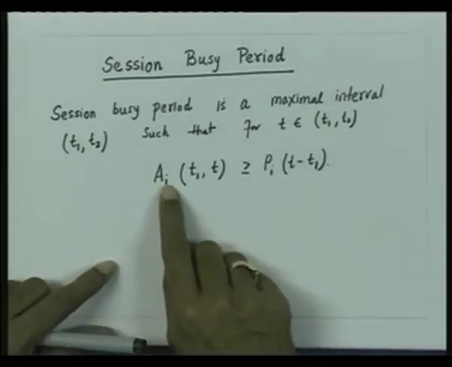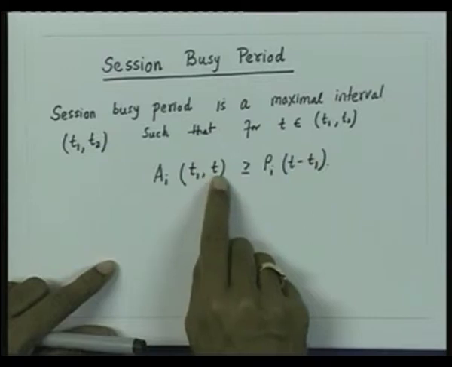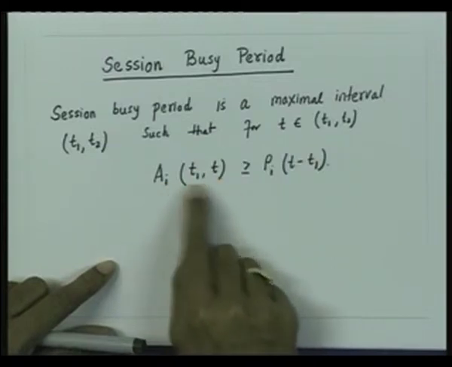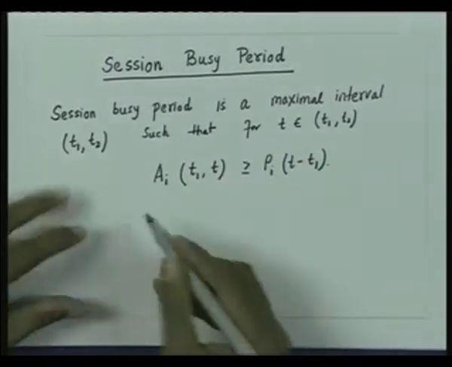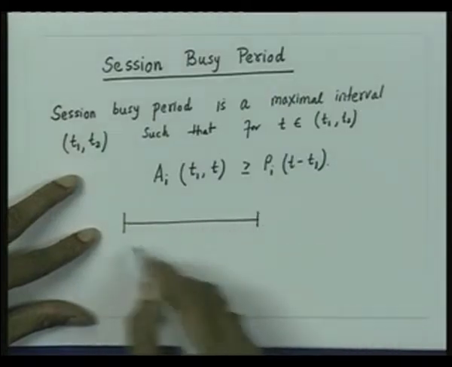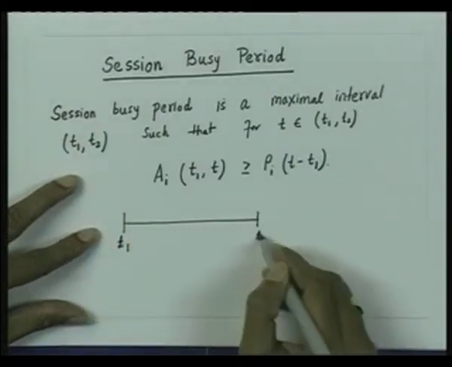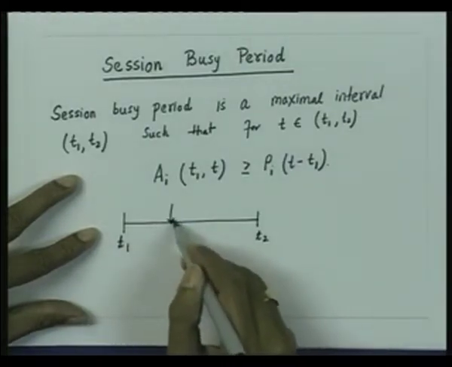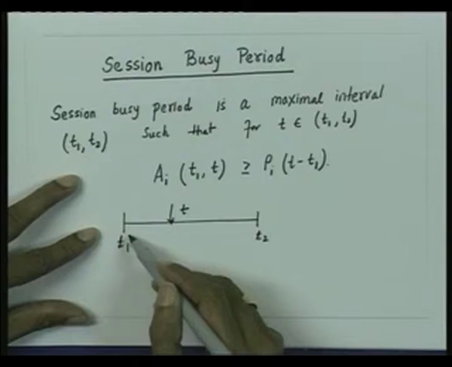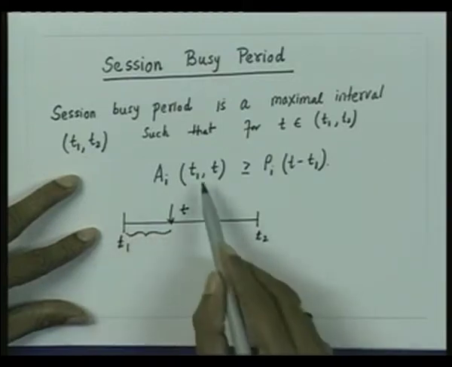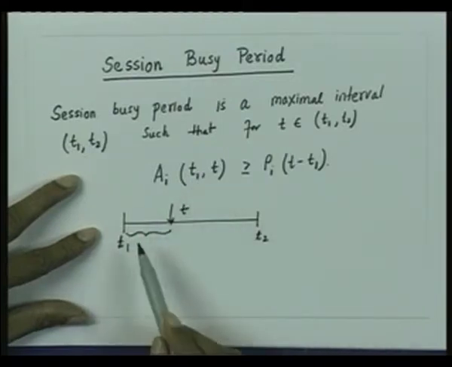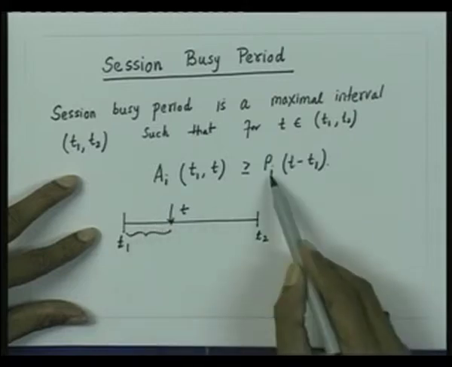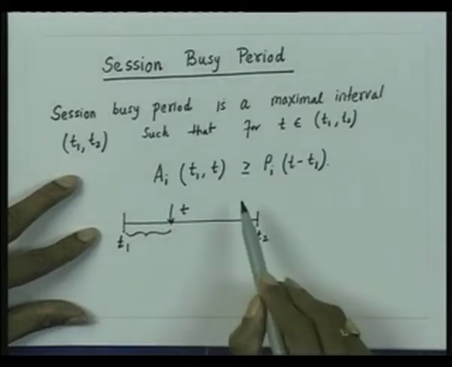It means that the arrivals which have occurred during the interval t1 to t2, that is the number of arrivals. Okay, so session busy period actually starts here at t1 and we are saying that it ends at t2. Now this t is a time within this interval. What does it say? It says the number of arrivals that will occur during this interval, that is t1 to t, is always greater than or equal to rho_i into (t minus t1).